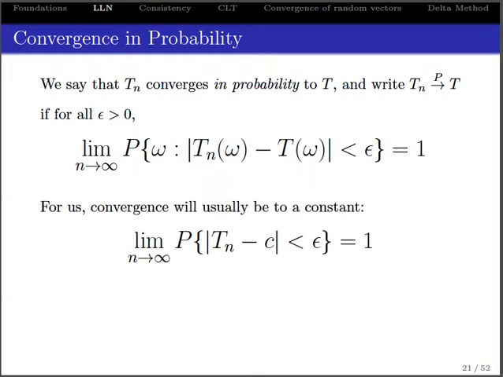For us, it's a little easier because usually the convergence is to a constant, and now what we have is a little epsilon interval around this constant c, and we're saying that in the limit all the probability distribution of Tn gets into that little interval. Contrast this with almost sure convergence. There we're saying that the probability that the limit of Tn equals c is 1. And here we're saying the limit of the probabilities equals 1.